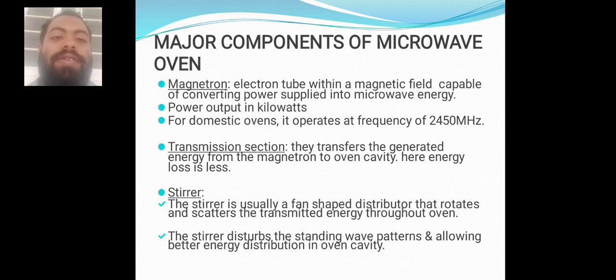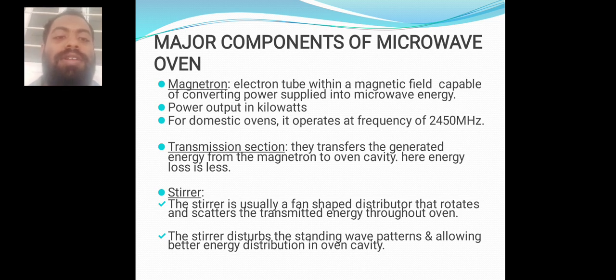Major components of a microwave oven. There are four major components: magnetron, transmission section, stirrer, and an oven cavity. The magnetron is an electron tube within a magnetic field capable of converting power supply into microwave energy. Power output is in kilowatts. For domestic ovens, it operates at a frequency of 2450 megahertz. The transmission section transfers the generated energy from the magnetron to the oven cavity. Here, energy loss is less.